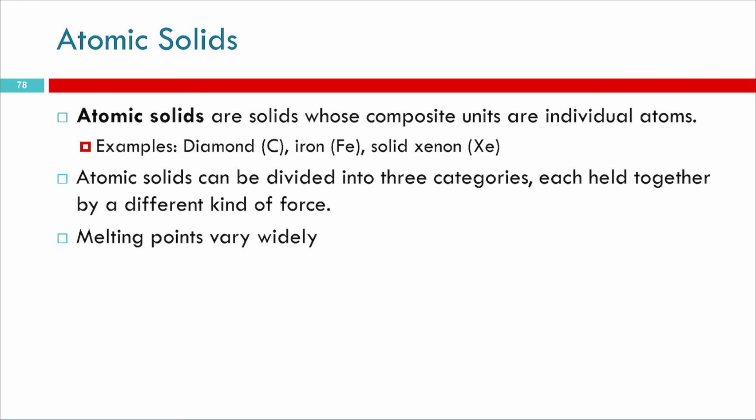All right, atomic solids are solids whose composite units are individual atoms. Diamonds are one that we're very familiar with. You may not have known it, but iron actually forms an atomic solid. Or, sorry, I was thinking of a crystalline solid. And atomic solids, and then there's solid xenon as well. Atomic solids can be divided into three categories, each held together by a different kind of force. And so they have very widely differing melting points.